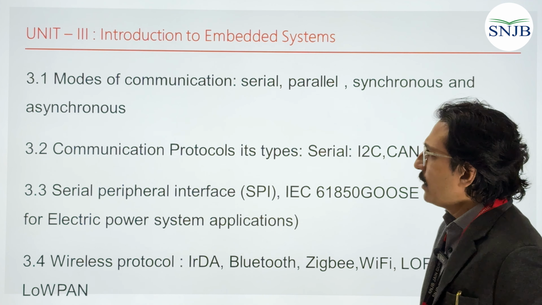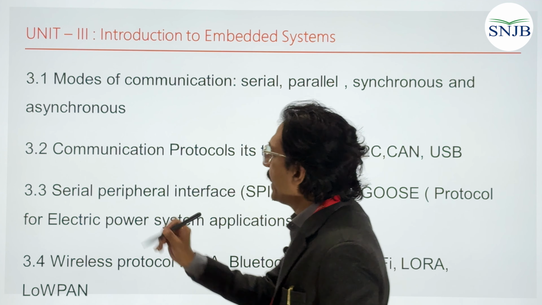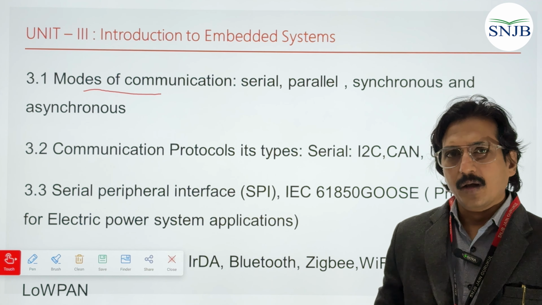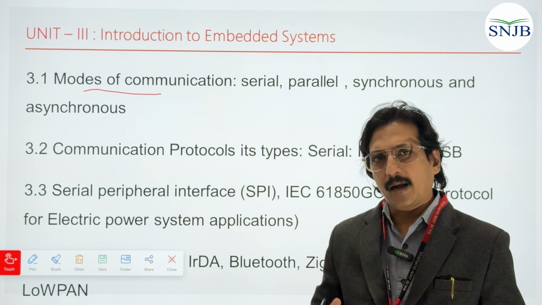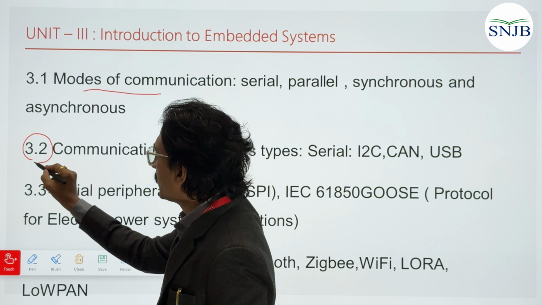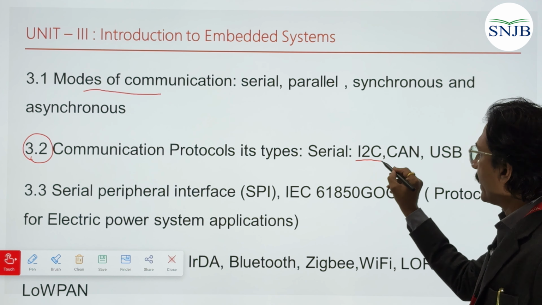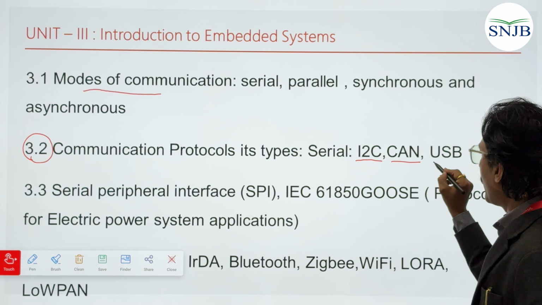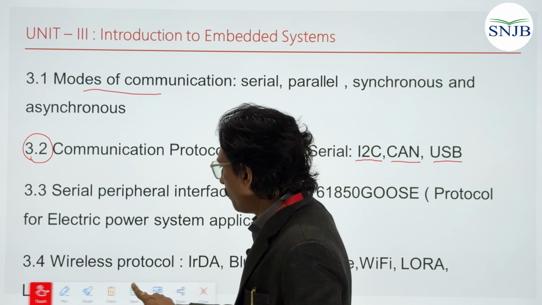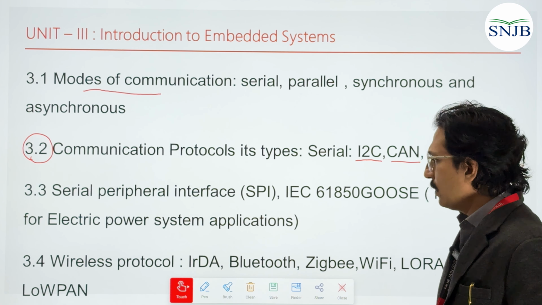With reference to the third unit, it is divided into 4 parts. The first part is dedicated to modes of communication, like serial mode, parallel mode, synchronous and asynchronous. As far as 3.2 is concerned, communication protocols like Inter-Integrated Circuit, Controller Area Network and Universal Serial Bus are covered in the second part. It is dedicated to the wired communication protocols.